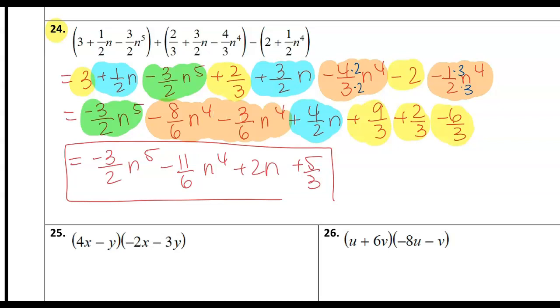So I combined everything. Once I did that, I just simplified and tried to see if any numbers would reduce. So for the first one, I just recopied 3 over 2 n to the 5th. -8 minus 3 is going to give you -11 over 6 n to the 4th. 4 over 2 reduces to 2. And when you combine all of these constants, 9 plus 2 is 11. 11 minus 6 will give you 5. So this one here, which I'm going to highlight in hot pink, is my answer.